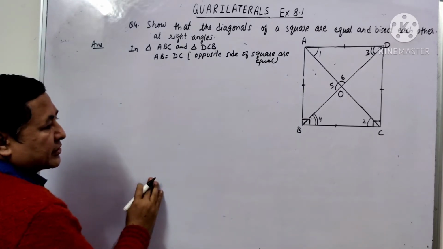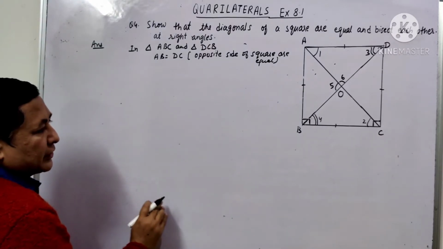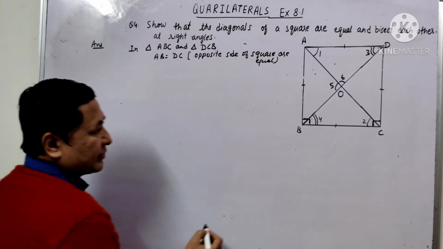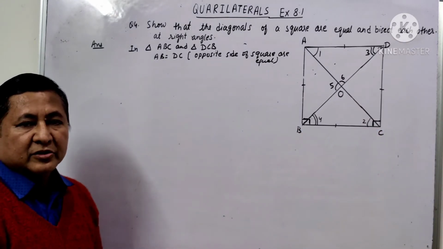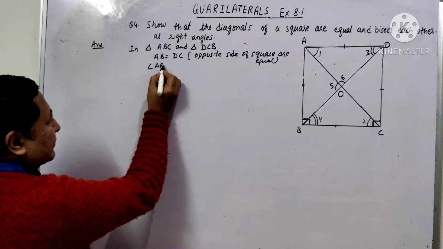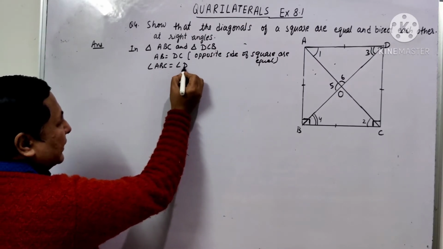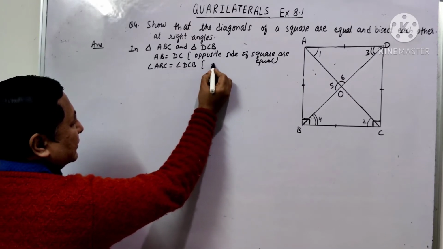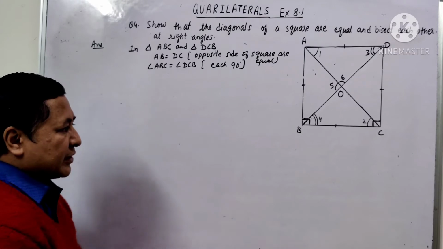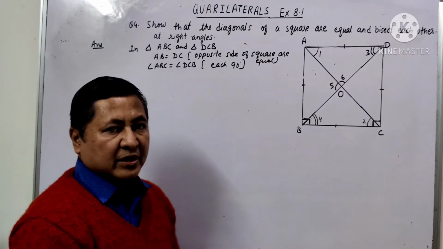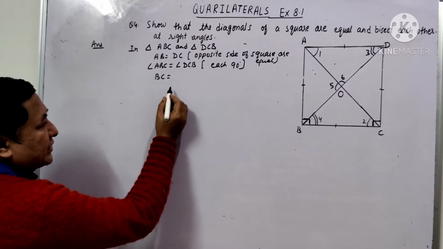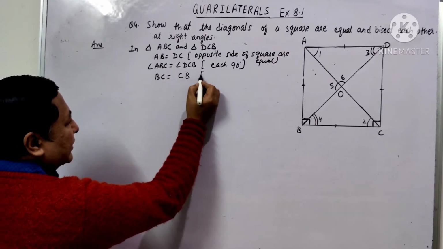Then it is given in the question that this angle and this angle are equal to 90 degrees, as we know that all the angles of a square are equal to 90 degrees. So angle ABC is equal to angle DCB, each 90 degrees. And third, BC and CB are common. In triangle ABC, BC, and in triangle DCB, CB, they are common.